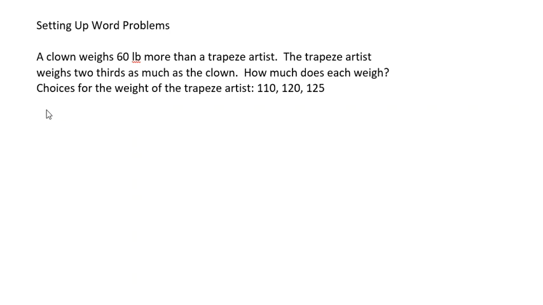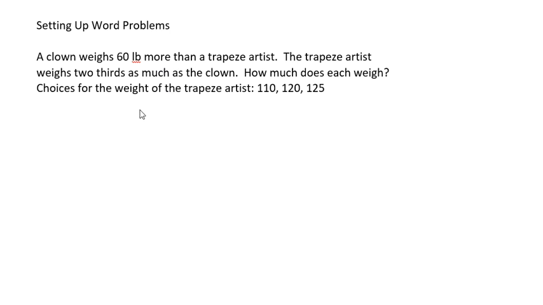Okay, so here are our steps. First, we'll read the problem. A clown weighs 60 pounds more than a trapeze artist. The trapeze artist weighs 2/3 as much as the clown. How much does each weigh? And then we've got some choices for the weights of the trapeze artist.